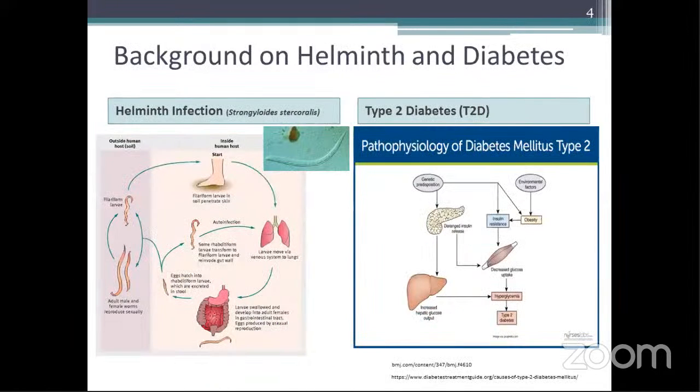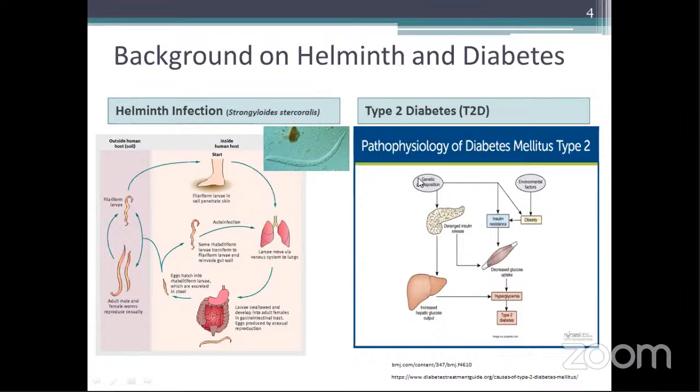So if you look at Helminth infection as such, then it's mainly caused by Strongyloides stercoralis, which is a parasite that is transmitted from soil, and we all know that parasites require a host for survival and reproduction. And such infections usually elicit an immune response from the body. In this case, it is a Th2 type of response mainly.